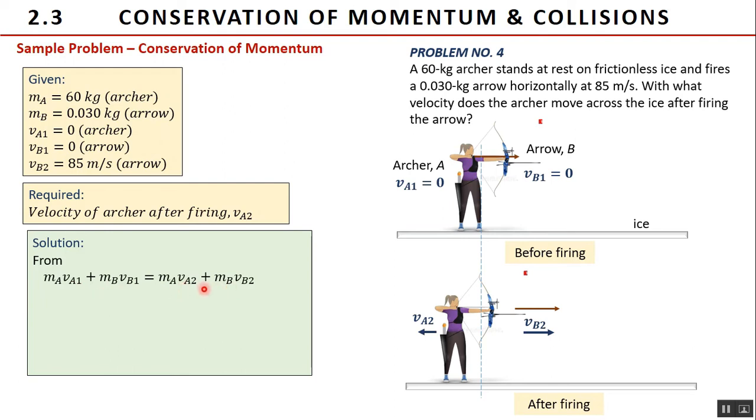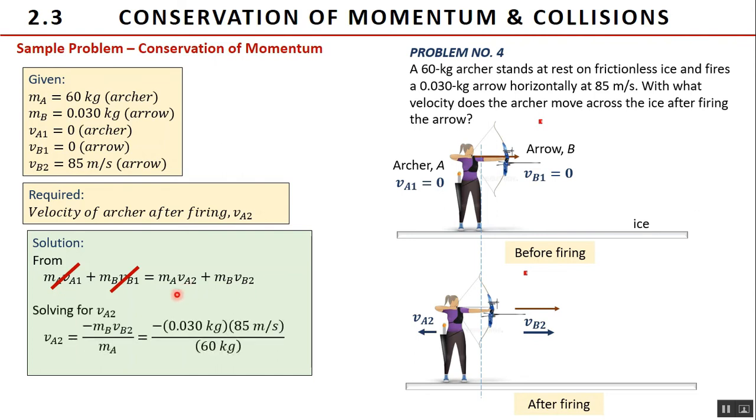Since the initial velocities of both the archer and the arrow are zero, the total momentum of the system is zero. So we can eliminate these two expressions. From here we solve for v sub A2. v sub A2 is equal to the negative of mass of B times v sub B2, divided by mass of A. Substituting the given information, the velocity of the archer after firing the arrow is negative 0.0425 meter per second. This negative value indicates that the archer moves backward relative to the motion of the arrow. This backward motion is commonly termed as recoil.